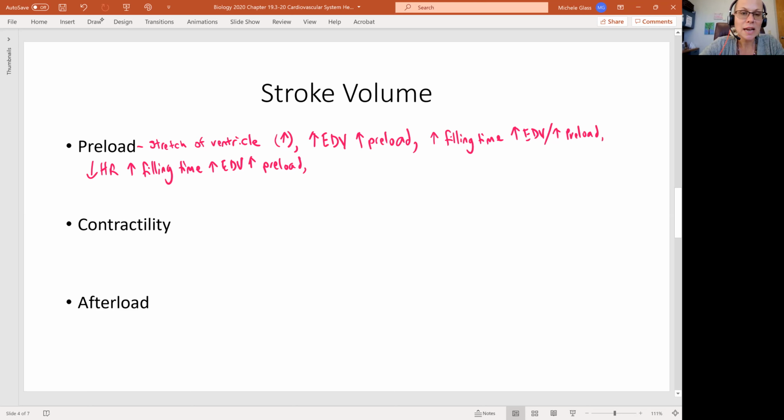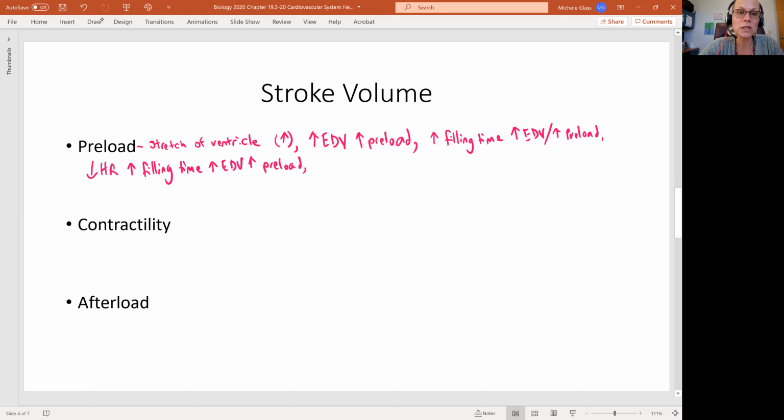Now we'll see that again, stroke volume and heart rate can sort of compensate for each other. So if you have a high stroke volume and a low heart rate, you still get a good movement of blood through the body. So it's okay to have a slower heart rate if you have a good stroke volume. And we'll talk about that a little bit more.